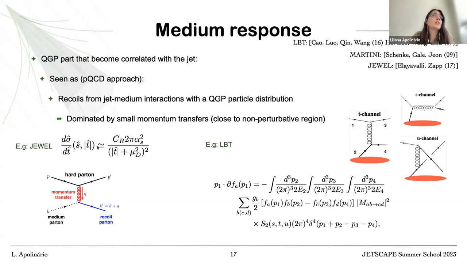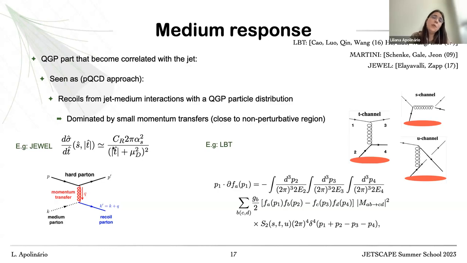scattering matrix element we can compute. And this is, for instance, what is included in Joule, one of the Monte Carlos, and LBT. This is the thing that you have to take into account as well, in which, instead of having this kind of process, you account for a linear Boltzmann transport model to actually describe all these processes.